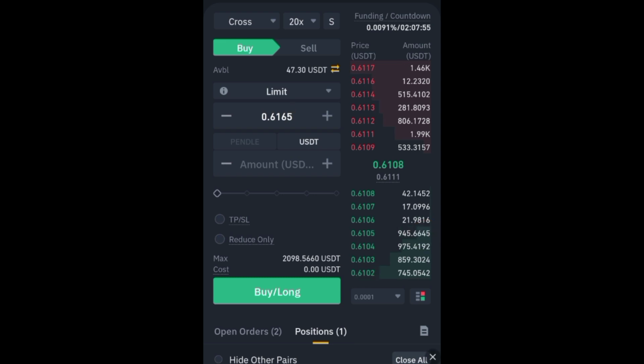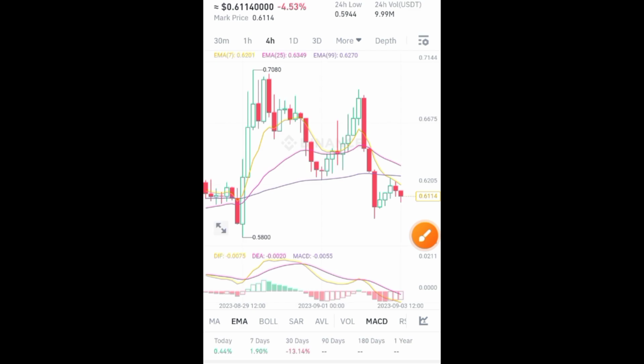So what do we do? We go to the graph. So you open here and you see a trade and you want to take it. I'm currently trading this pair, and that is Panda. I'm currently trading Panda right now, and it's going very well.